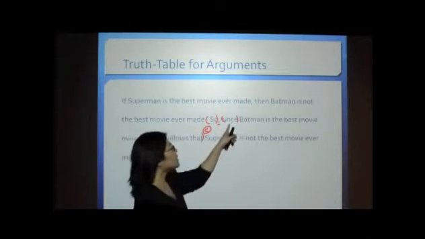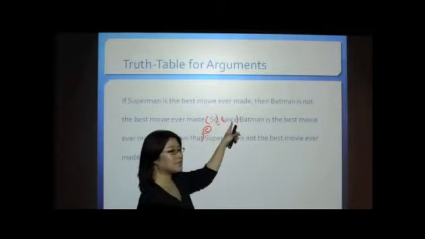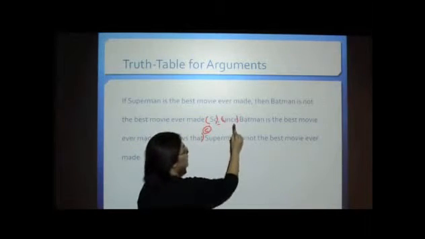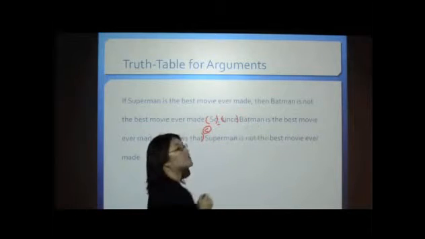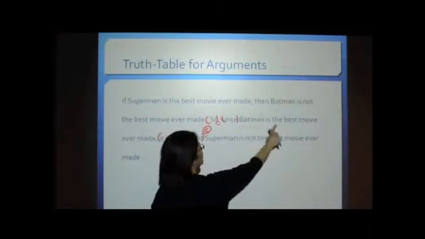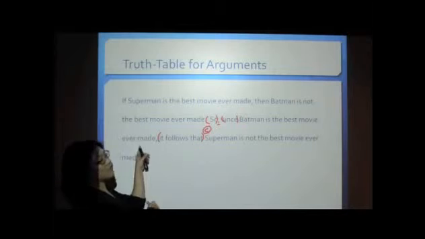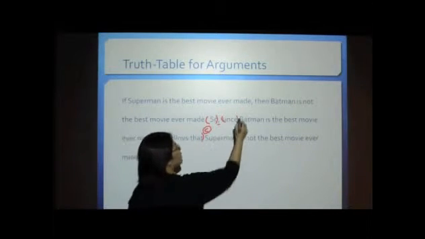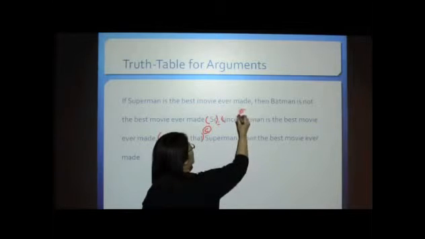Okay? Now this is a premise indicator, since, okay? And it's telling us, because there's no comma here or anything, that the statement that immediately follows it is a premise, okay? So this statement here, Batman is the best movie ever made, is going to be a premise. And I'm going to label this as a premise by putting P.